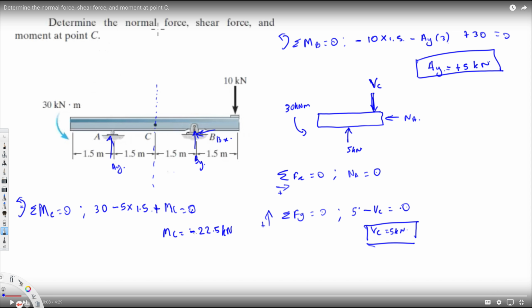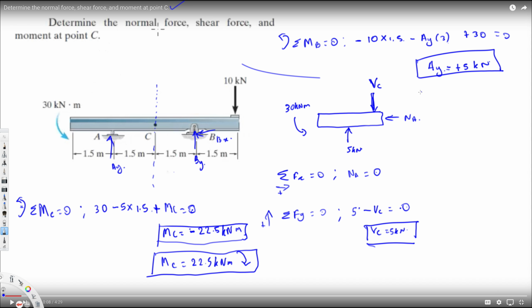Kilonewton meter. Since the sign is negative, I know this is acting clockwise. So you can mention the direction: MC is equal to 22.5 kilonewton meter clockwise. This is my final answer. So we have found the normal force is equal to 0, plus the shear force and moment at point C. So that's the question. I hope you guys like this video. See you next time.